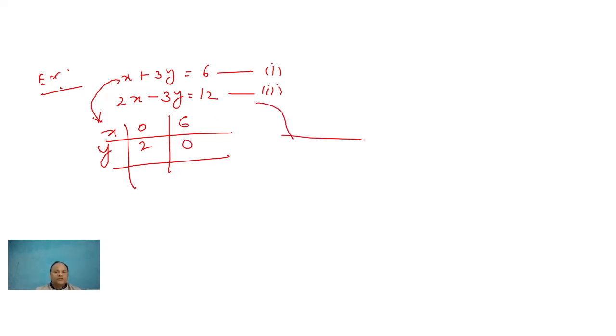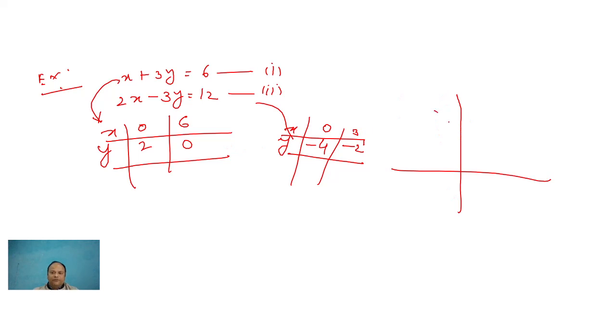Same for the second equation, x and y. Suppose x is equal to 0, y is equal to minus 4, and x is equal to 3, y is equal to minus 2. If I draw the graph by these solutions, then we will find the lines are intersecting at a common point. It means our pair of equations is consistent. So there will be a unique solution.